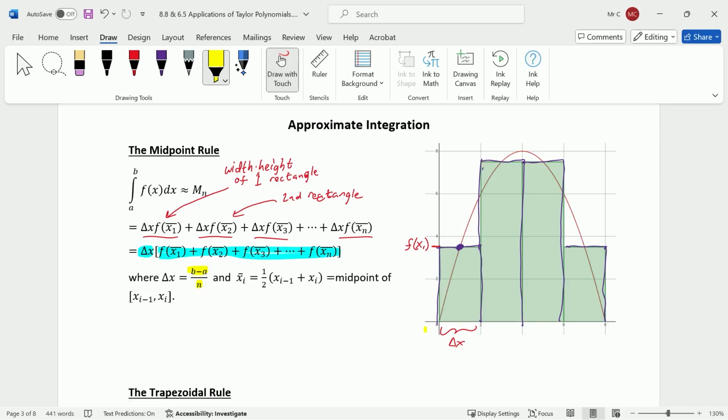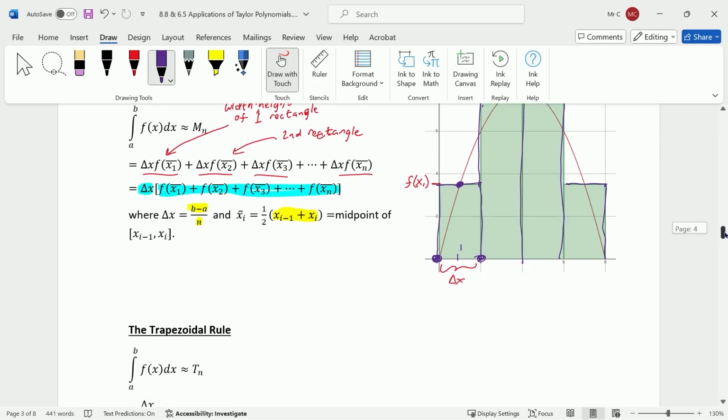Well, midpoint means average. So how do I find the average of the interval? I take the 2 points on the ends, so say here and here, I add them and divide by 2. And that's it. So if we look at here, I've got 0 and 2. If I add them, 0 plus 2 is 2, and I divide by 2, I get 1, which is the midpoint of the interval. Okay, so that's what the midpoint rule is.